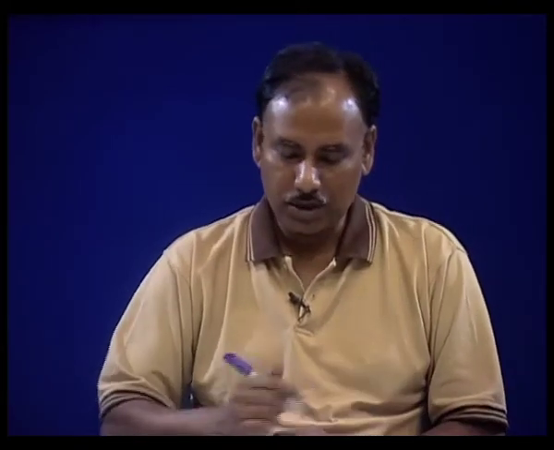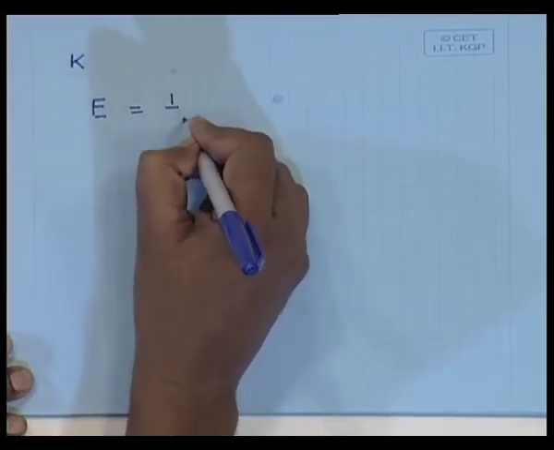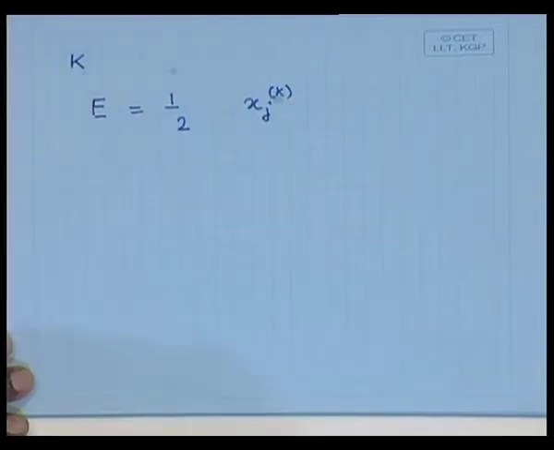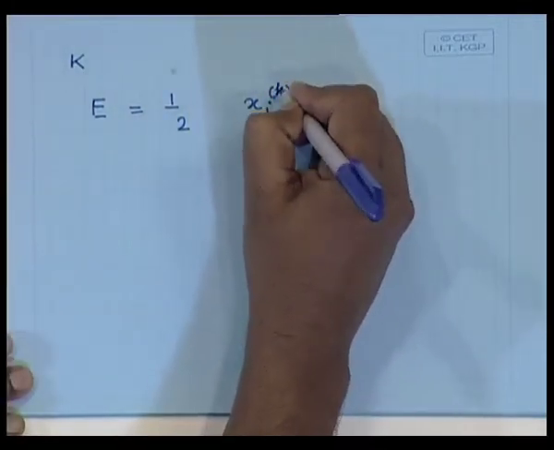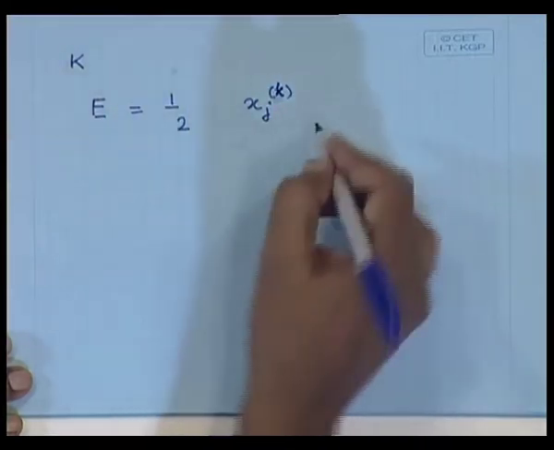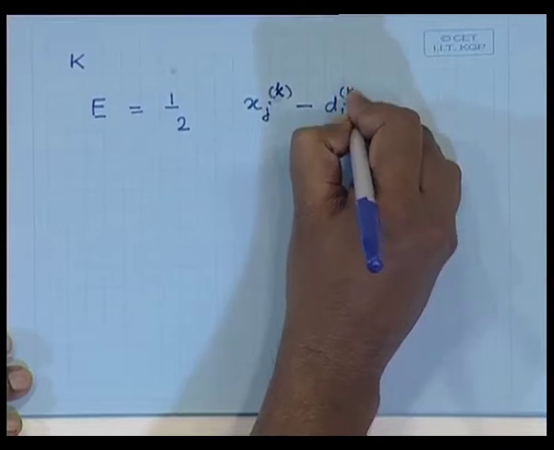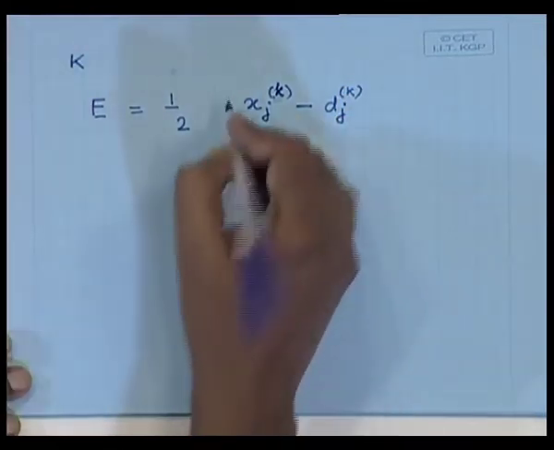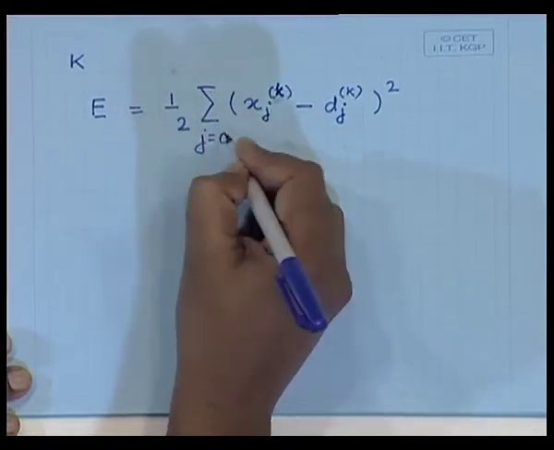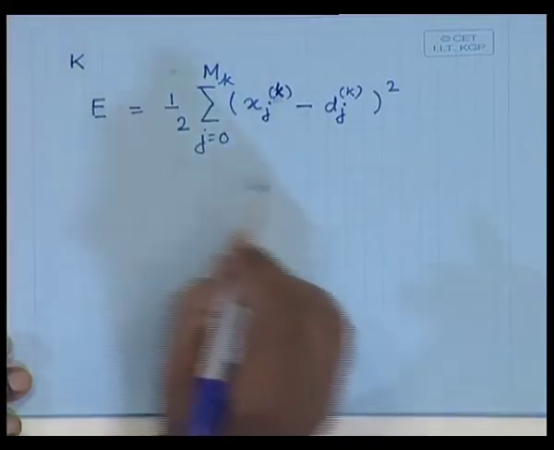So, what is the error? Let us assume that in the kth layer, as before, the sum of squared error E we will define as half of the summation of x_j^k, that is the output that you get from the jth neuron in the kth layer, minus d_j^k, that is the target output, squared, with j varying from 0 to m_k. This is the number of nodes in the kth layer.